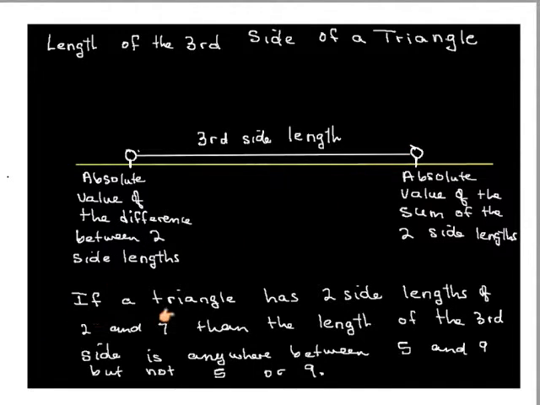For example, if a triangle has two sides of lengths 2 and 7, then the length of the third side is anywhere between the difference between the two sides, 5, and the sum of the two sides, 9, but it will not be exactly 5 or exactly 9. Let's go ahead and apply these rules to some SAT questions. Pause your video and try this on your own.